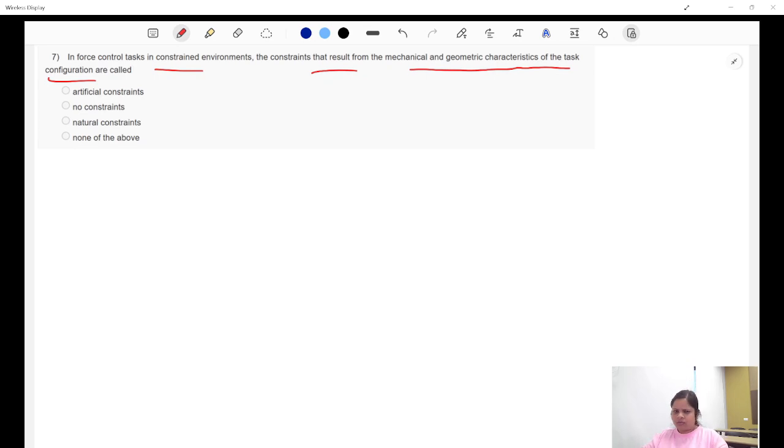So in robotics, especially during force or impedance control in constrained environments, for example when you're pushing something, sliding something, inserting something, running a screwdriver, or pushing against a wall, we basically deal with two types of constraints: natural constraints and artificial constraints.